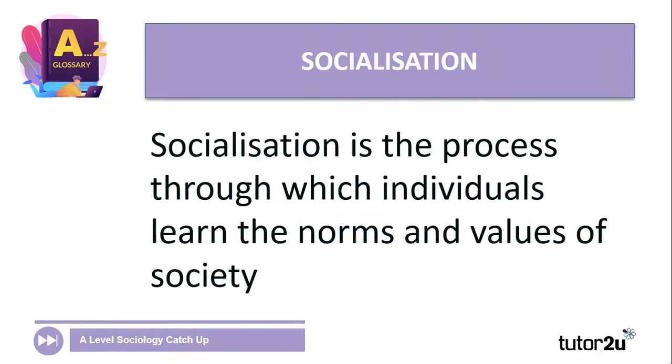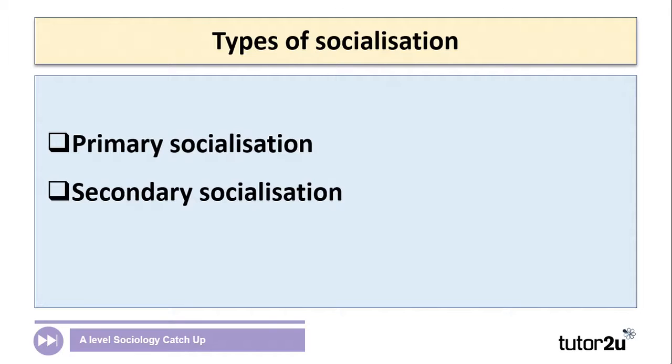Socialisation is the process through which individuals learn the norms and values of the society that they live in. It's how we learn to conform to social expectations, and this can be done in many different ways. The two key forms of socialisation that we look at are primary socialisation and secondary socialisation.